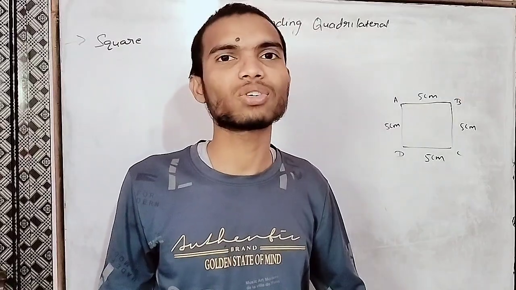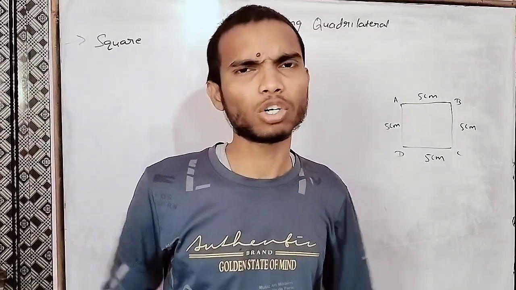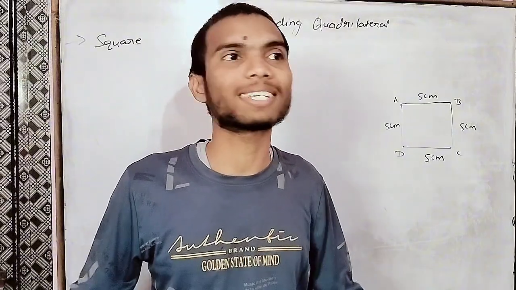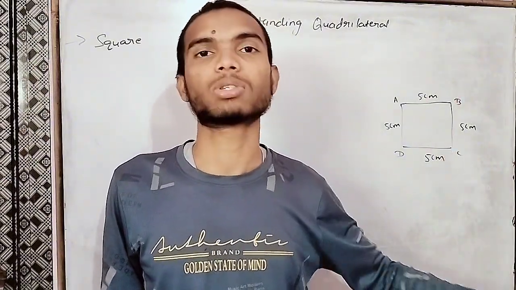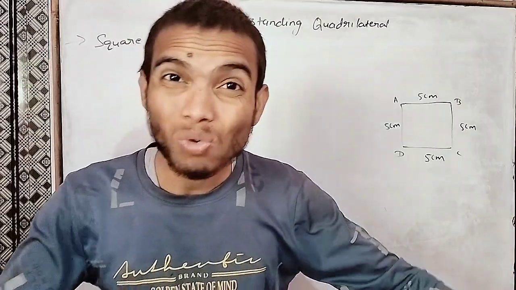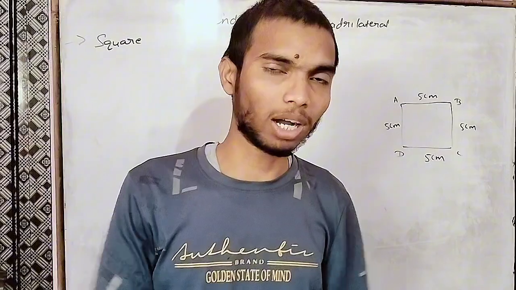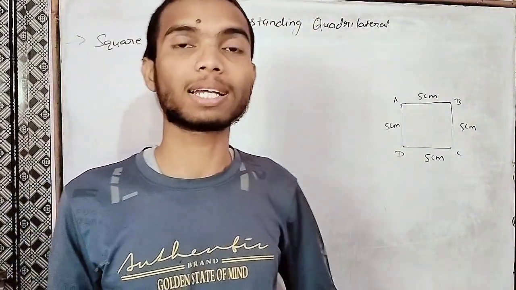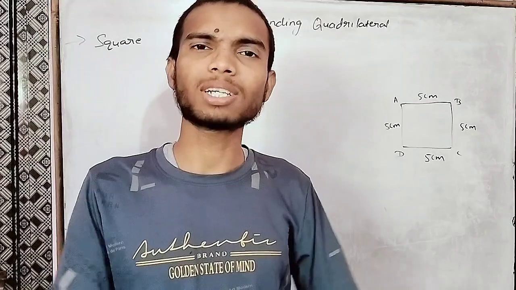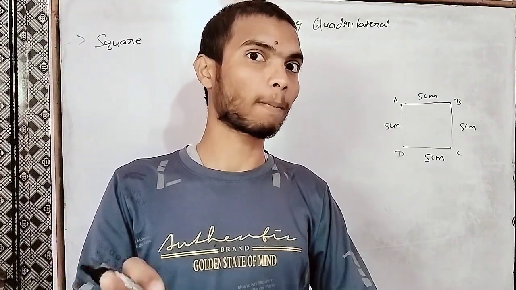This is a difference. In the discussion of the rhombus, we also discussed that all sides of a rhombus are equal to each other, whereas here I am also telling you that all sides of a square are equal to each other. So what's the difference between a rhombus and a square? The difference is the angle.